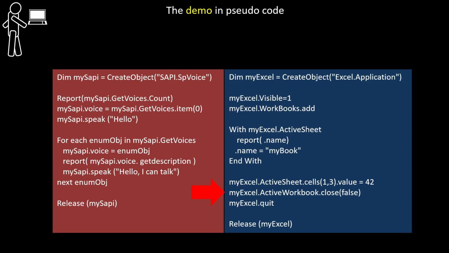No, I'm not 42. We'll then wait 2 to 3 seconds so that you can actually have a look at the Excel on the screen and see the sheet's name and that the cell has got the value 42. Then we'll mark the Excel workbook as no update needed, and we'll close it. Then we'll close Excel by quitting, and then we have to release the object.